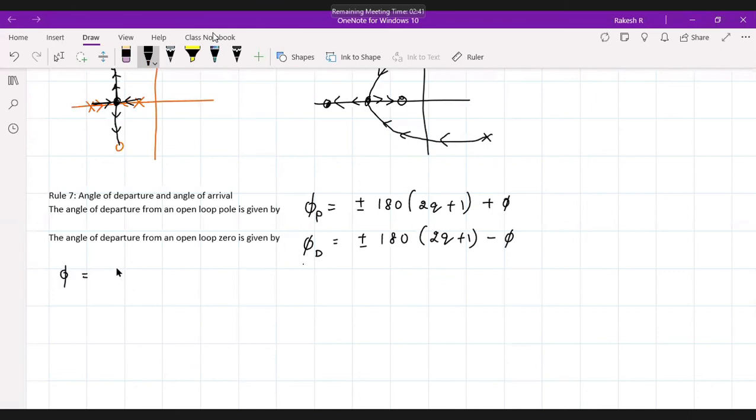Value of phi is nothing but the angles of zeros minus angles of poles here. I've seen students getting confused with this. Right? Here, see here, phi is zero minus pole. It is not angles of poles minus zero. It is zeros minus poles. These are zeros minus poles here.